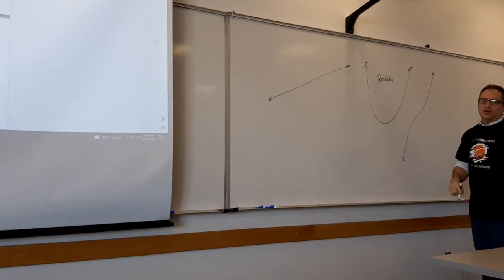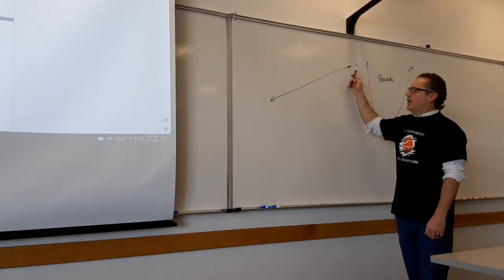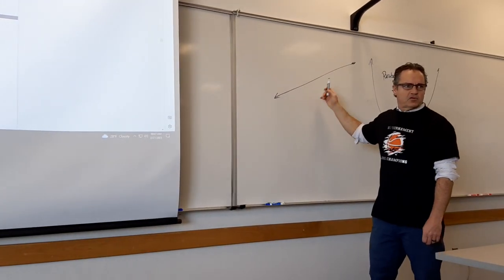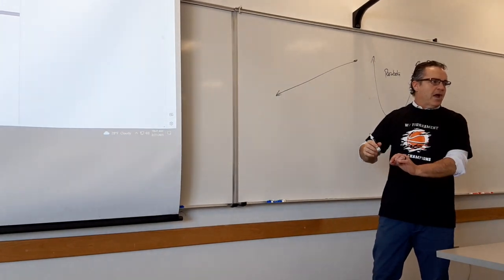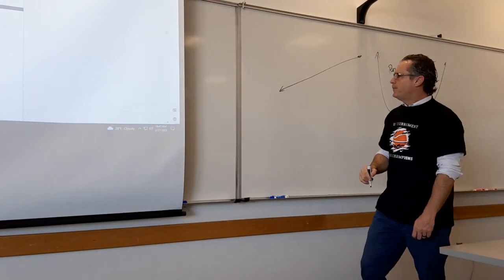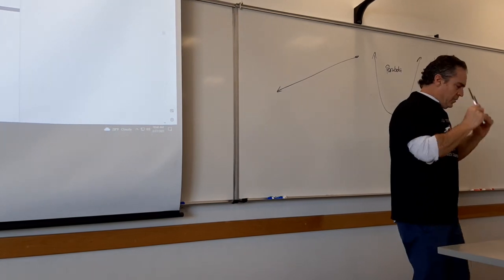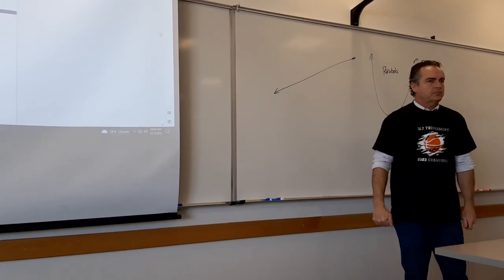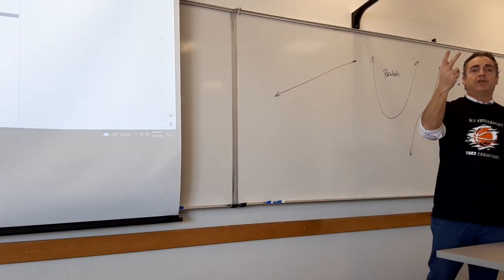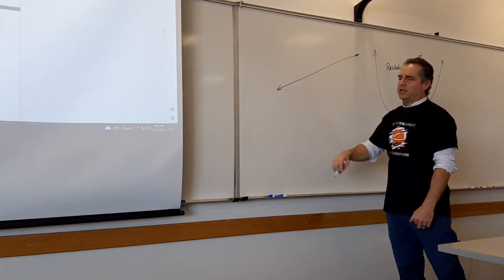Nope. Okay, so a line is a straight drawing, and it goes forever and ever and ever in each direction. Okay, how many points are on a line? Multiple. Infinite. Very good. Infinite. They go on forever and ever and ever in each direction.